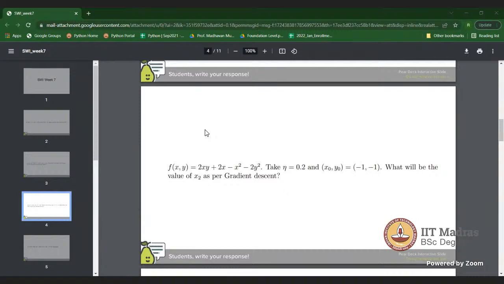Sir, the moment you say it is x2, it means we have to do 2 iterations, correct? Yes, since the question is asking for x2, we have to go for 2 iterations. For the first iteration we'll get x1, and for the second iteration we'll get x2.